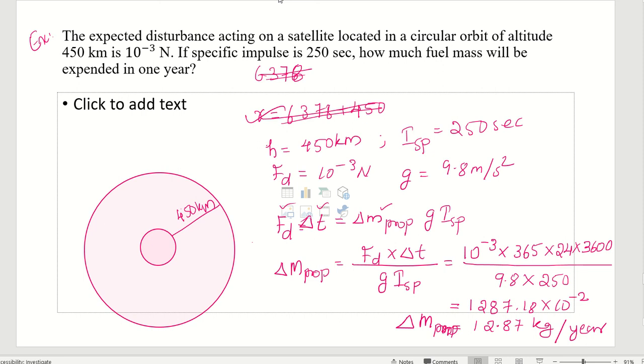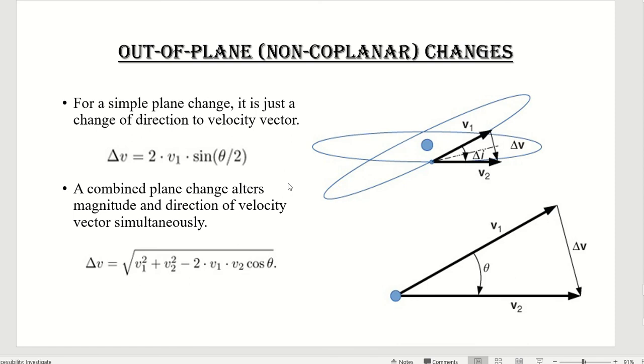So next, it is non-coplanar changes. Till now we have studied about planar changes and maintaining the orbit for a satellite, and now we are going to study the out of plane changes, that is non-coplanar transfers. There are two kinds of non-coplanar transfers. First one is simple plane change, and second one is combined plane change.